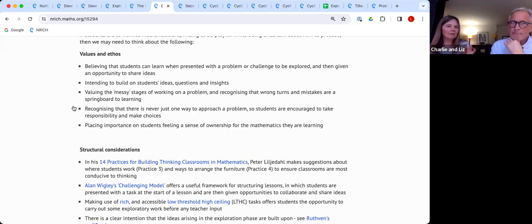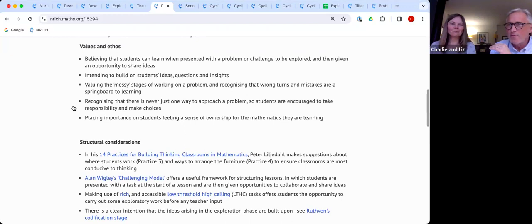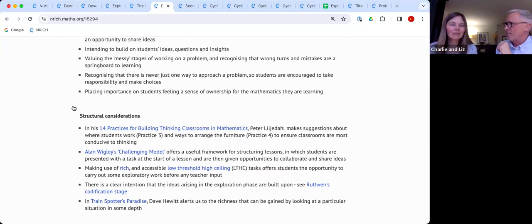Those are the key ideas we'll talk about. There's more, but you can read those. Yes, there are five bullet points. We're not going to talk through them because that would mean there'd be less time to do maths.